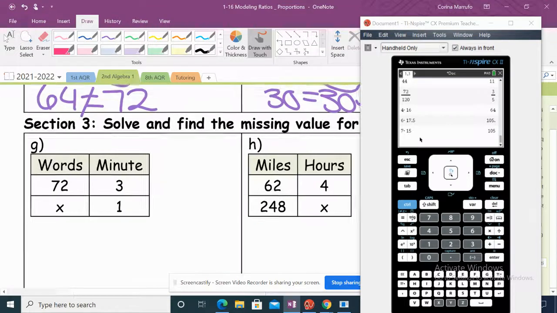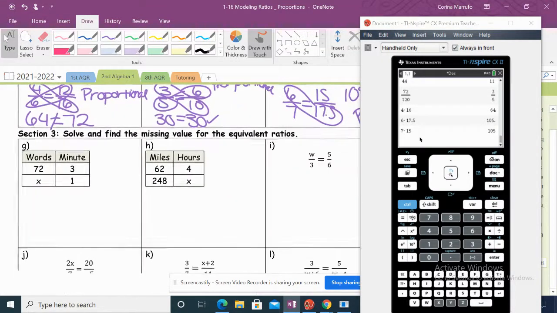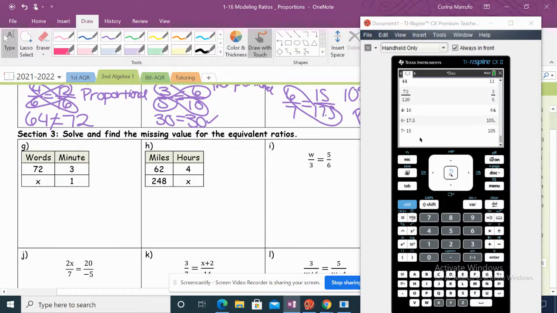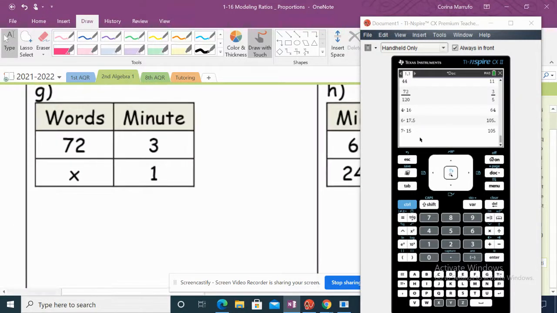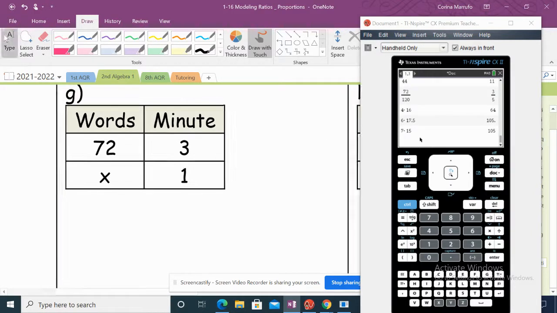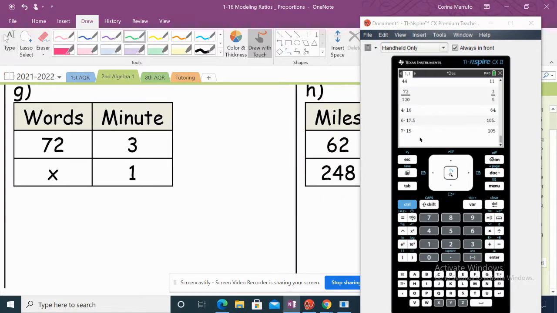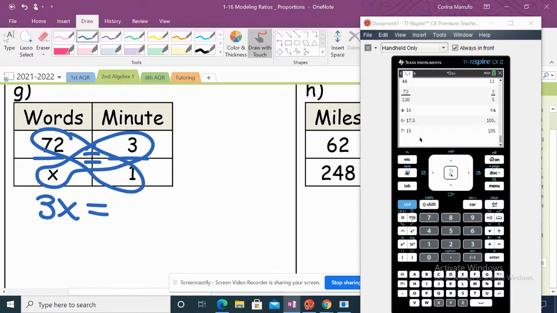Alright, so the next part, it says solve and find the missing value for the equivalent ratios. Okay. So they set up here, they say set up words. So there's 72 words. Somebody's able to finish it in 3 minutes. Here we want to find how many words they can finish in 1 minute. So this is like a proportion, okay? We have the equal sign that we're just going to draw in here. These are our fractions. So all we've got to do is cross multiply. So we multiply 3 times x, and that gives us 3x. And 72 times 1, that gives us 72.